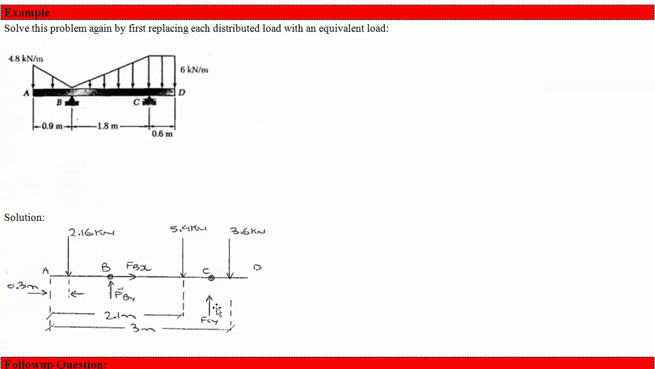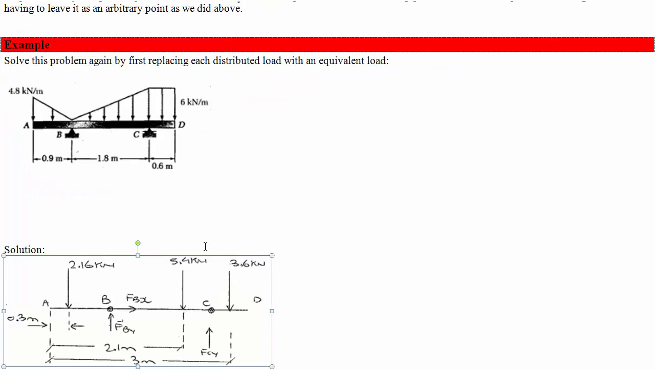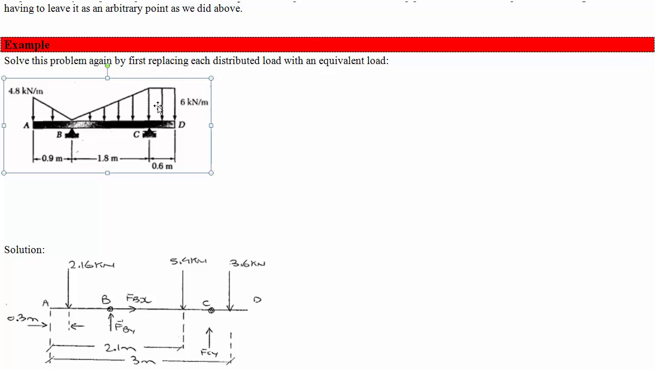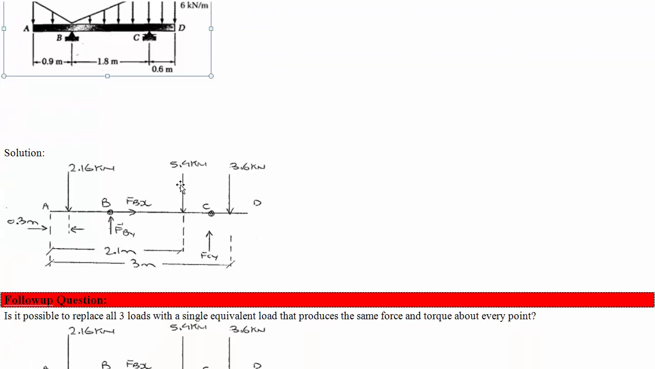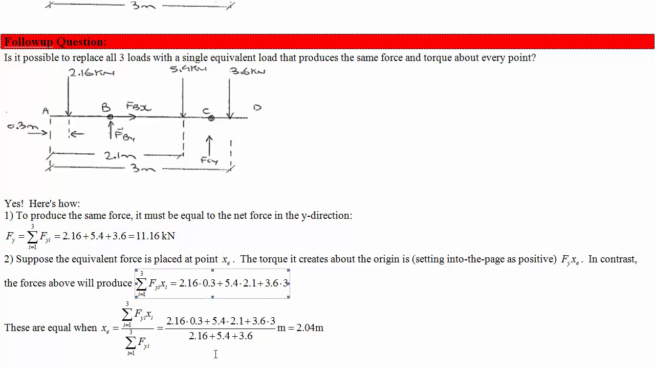So why should this work? Why do we think this should work? Well, replacing 3 point forces shouldn't be any different than replacing an infinite number of point forces with an equivalent one. Let's just use the same logic, and that's what we're doing here. So we'll say that together they have a net force of this. That's definitely true. And where should we put that equivalent net force of 11.16 so that it produces the same torque as these ones individually? Well, we'll just set the torques equal.